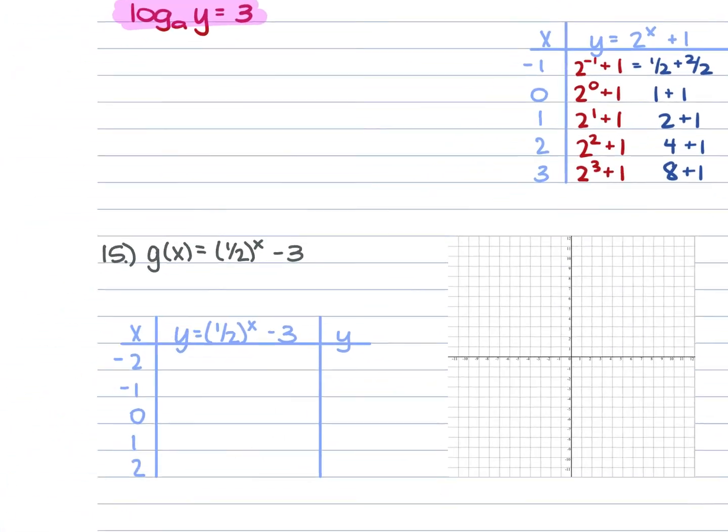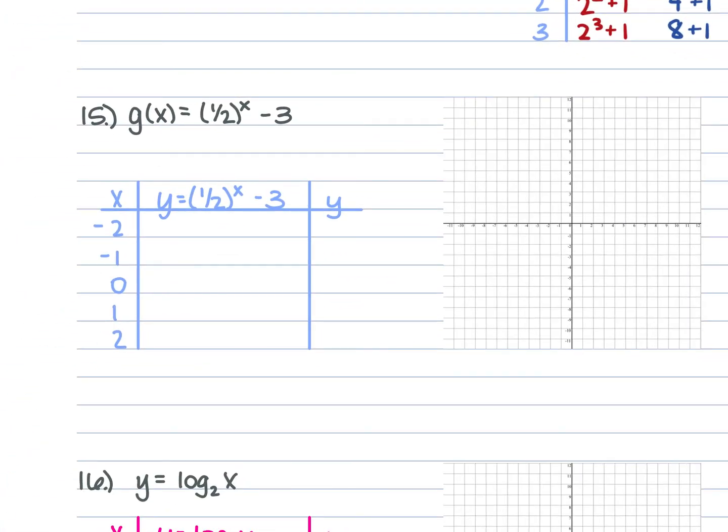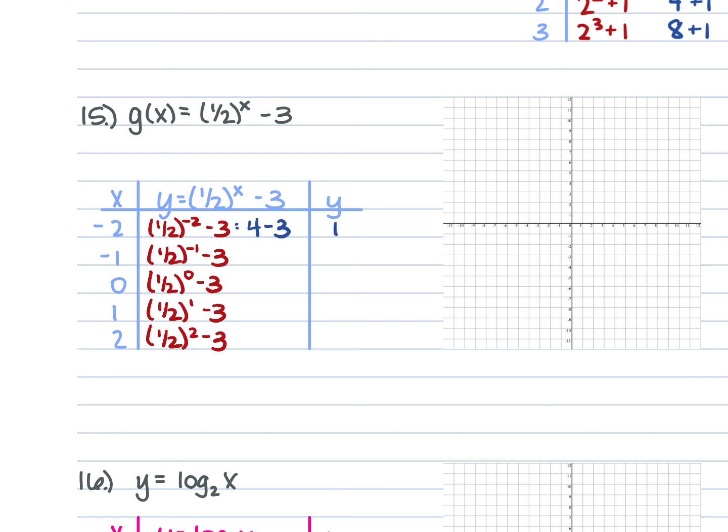For number 15, we have g of x is equal to 1/2 to the power of x minus 3. This is the same thing as y is equal to 1/2 to the power of x minus 3, and I'm giving you x values of -2, -1, 0, 1, and 2. So this is going to be 1/2 to the -2nd minus 3, 1/2 to the -1st power minus 3, 1/2 to the power of 0 minus 3, 1/2 to the 1st power minus 3, and 1/2 to the 2nd power minus 3. So this is really the 1/2 to the -2nd is 4 minus 3, which is 1.